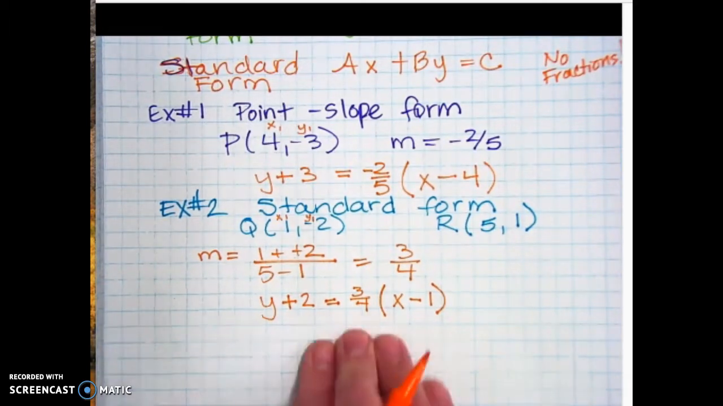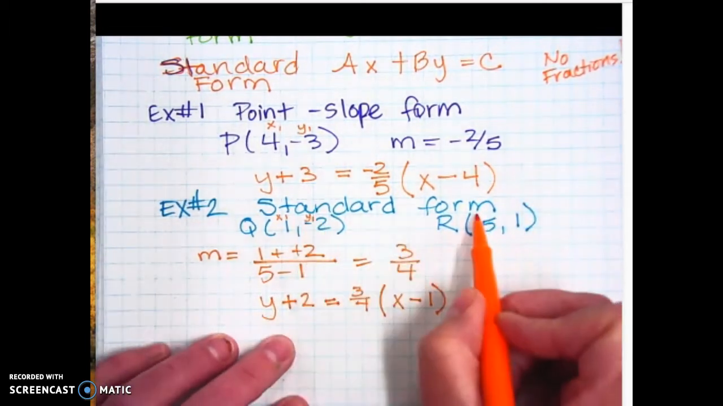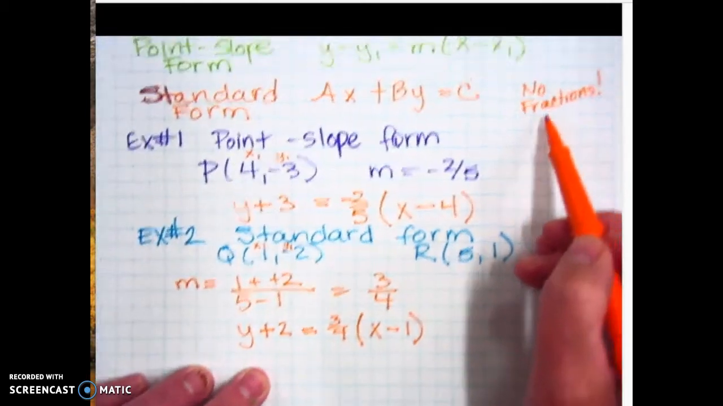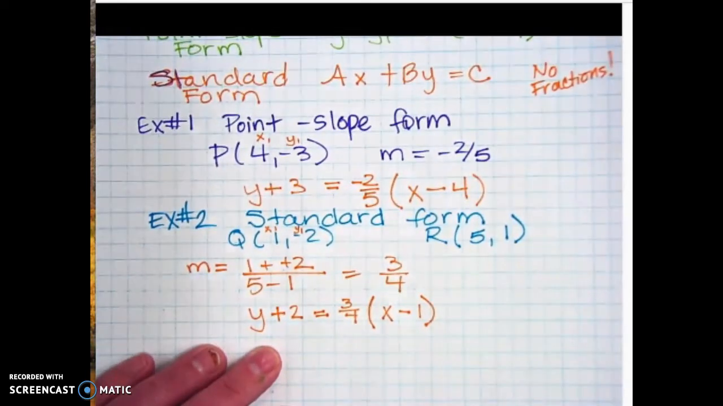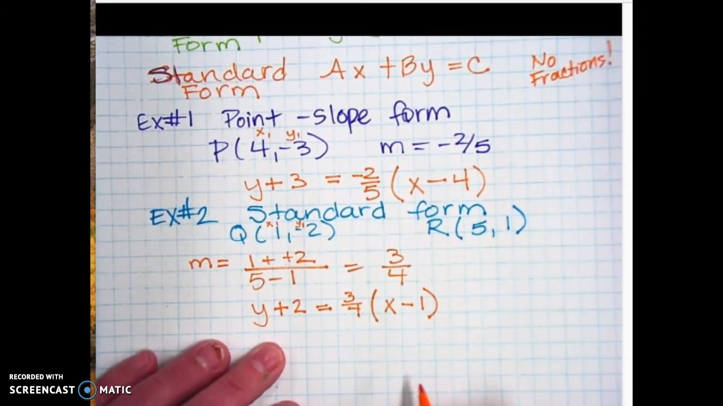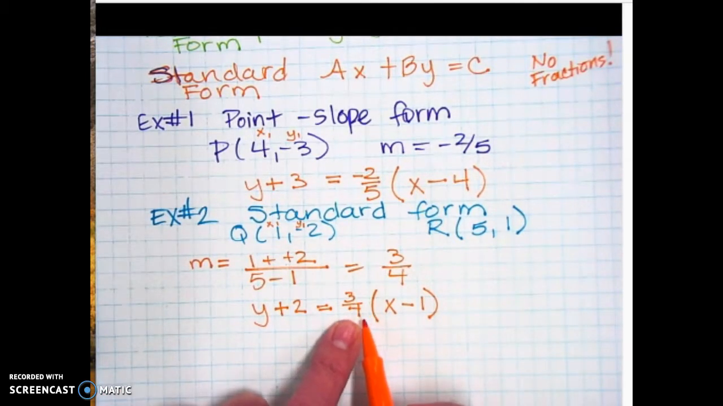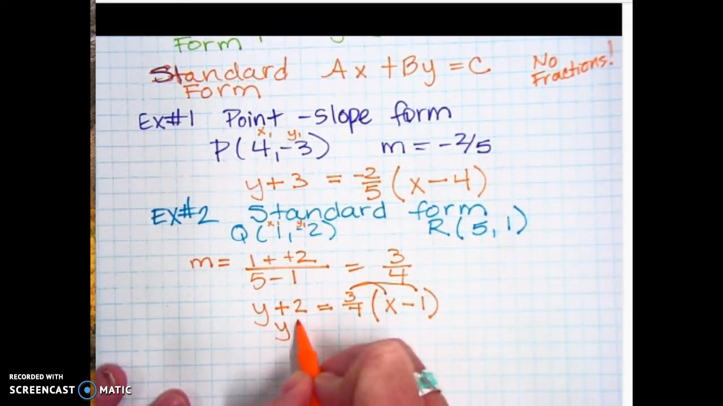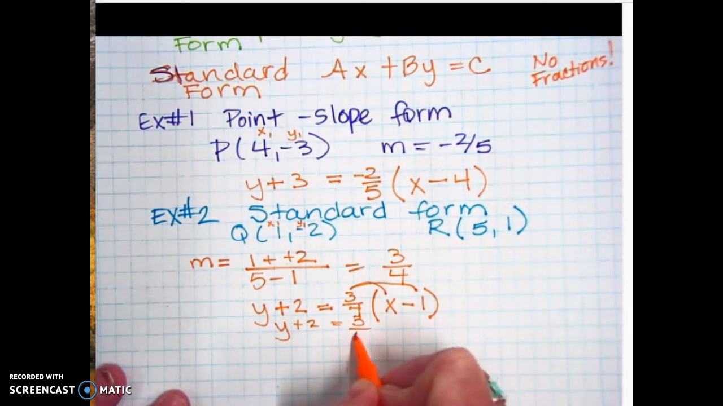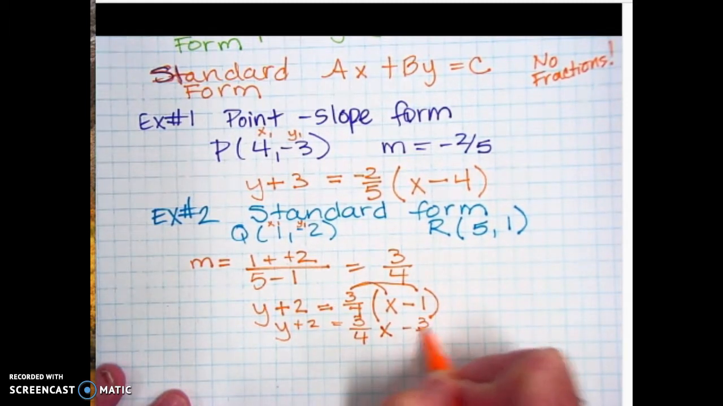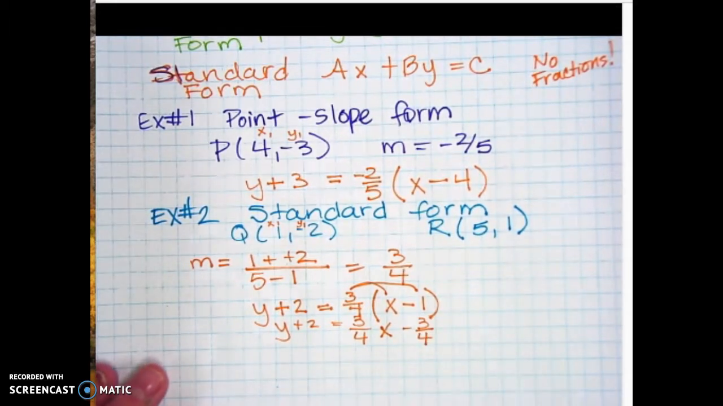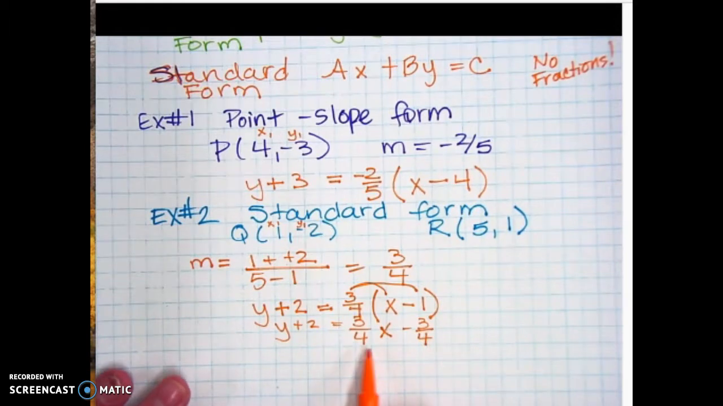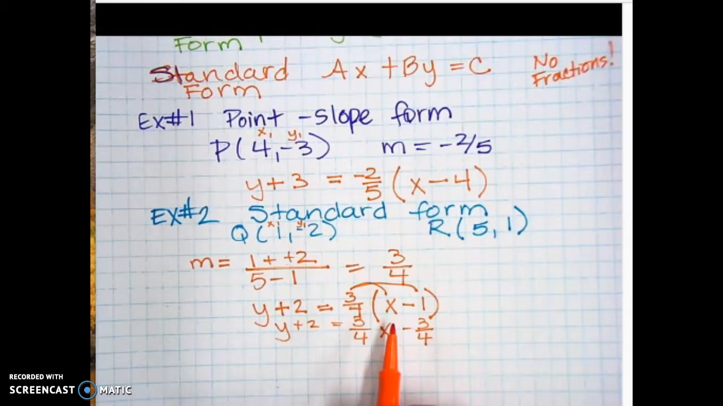Okay? So now we've got it in point-slope form, but we want to finish in standard form. We can't have what? Fractions, okay? So let's deal with that. We've got a fraction right here of 3/4. We'll deal with that in just a second. Let's distribute it first. So we have y plus 2 equals 3/4 x minus 3/4. We need to get rid of that denominator, right? The denominator 4 means it's essentially being divided by 4. So what's the inverse operation of dividing by 4?